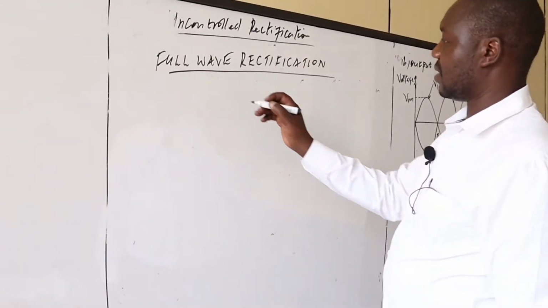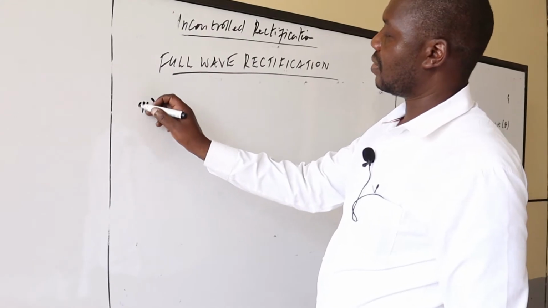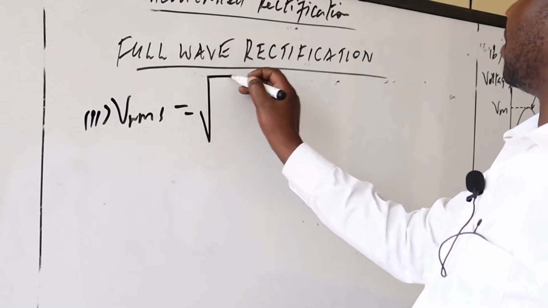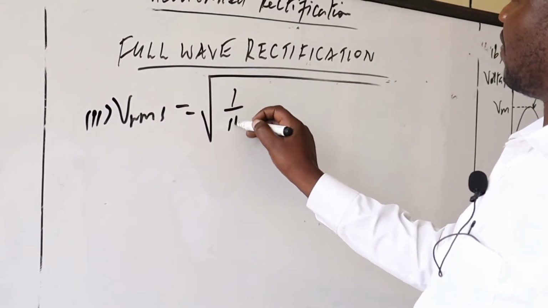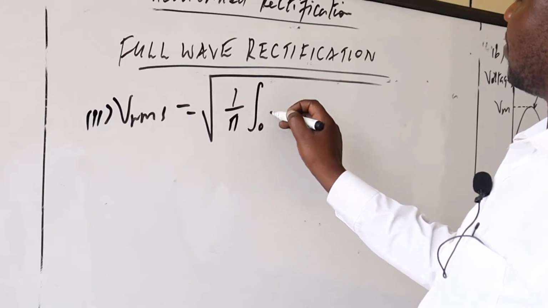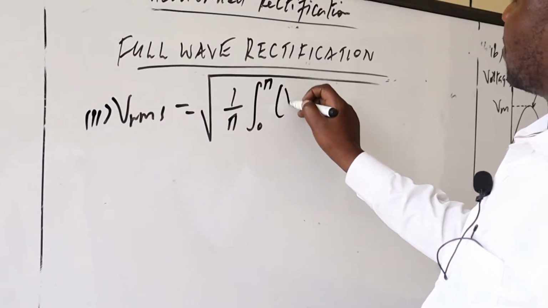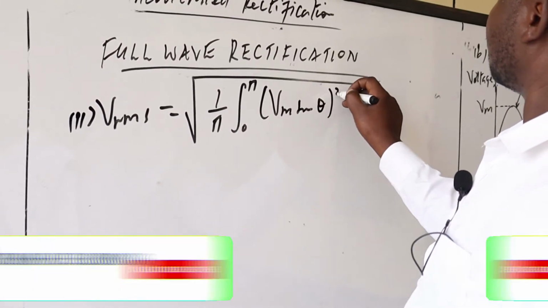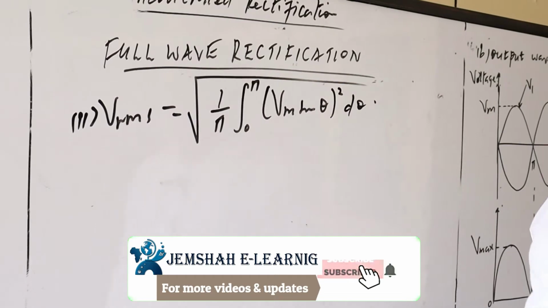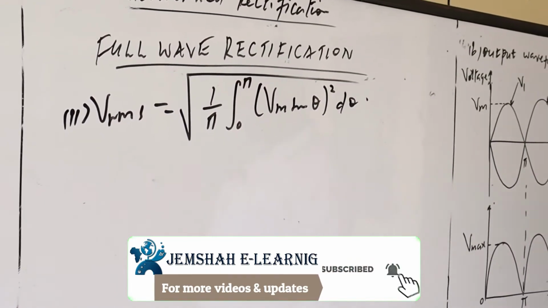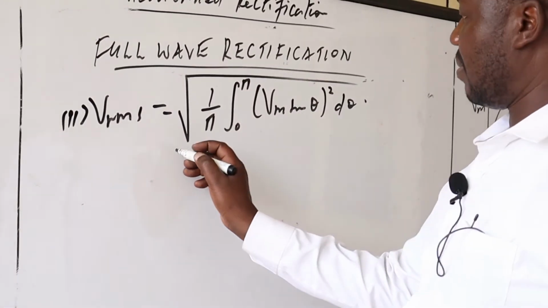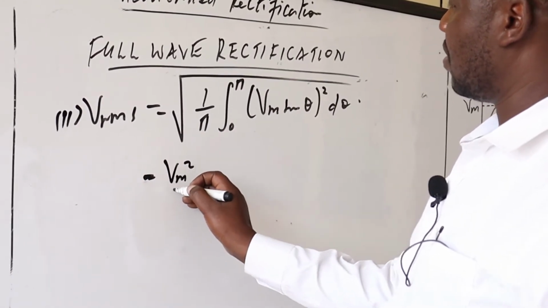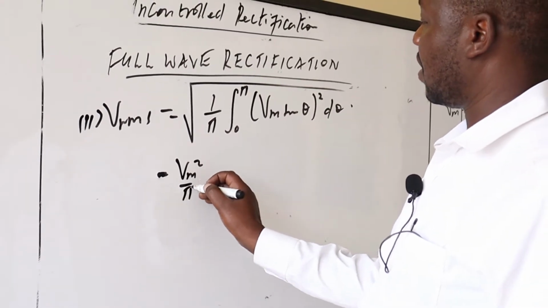So the second one is the root mean square voltage, VRMS, which will be the square root of 1 all over pi, the integral from 0 to pi, where we square our input, Vm sine theta squared d theta. So we shall have Vm squared all over pi.